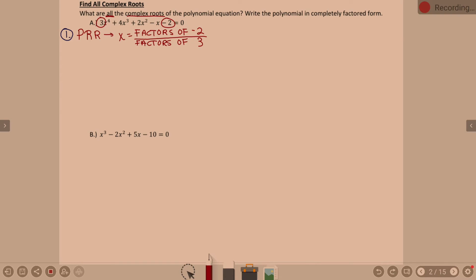What are factors of -2? 1 and 2. So plus or minus 1, plus or minus 2. What are factors of 3? Plus or minus 1, plus or minus 3. Good news is that's all of them, right? Okay. My recommendation is list them out so I know what all my possibilities are. This will be important for the next step we're getting ready to look at.